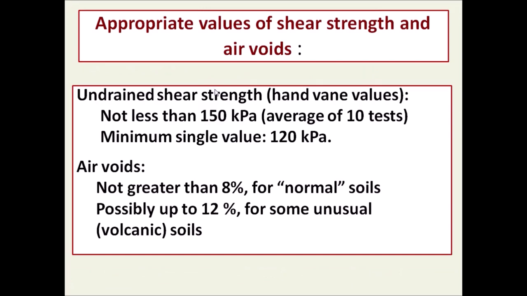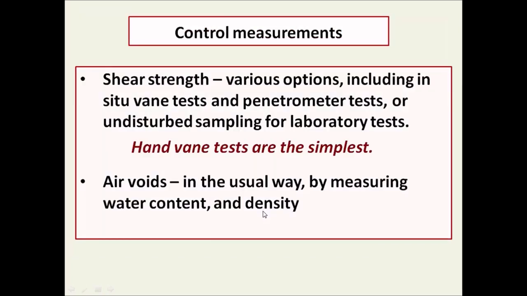These are the values we normally use in New Zealand. An undrained shear strength not less than 150 over an average of 10 tests. Minimum single value down to 120. Air voids for normal soils, 8% is about right. With high content allophane clays with very high void ratios, I think we've had to push it down to about 10 or 12% because the contractors haven't been able to get it done below about that.